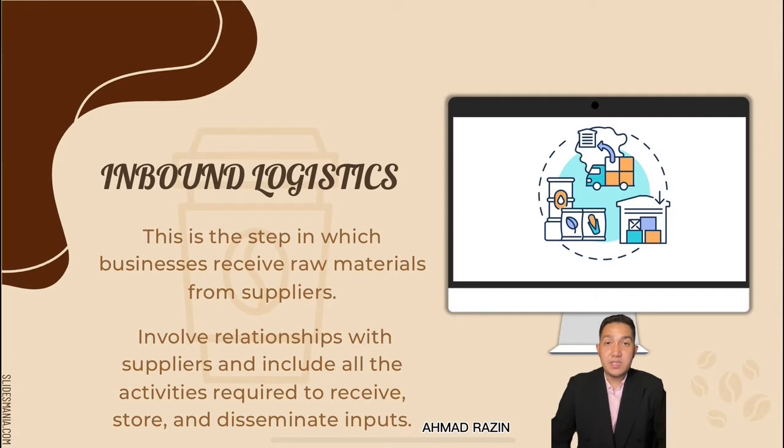First is inbound activities. Inbound activity is the step in which businesses receive raw material from suppliers. It also involves relationships with suppliers and includes all the activities required to receive, store, and disseminate inputs. Examples: material handling, warehousing and inventory control.